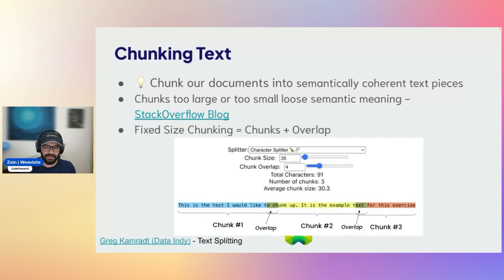Right? So typically what people do is called fixed size chunking. And so this is from Greg at Data Indie, where you can give it your entire document and you can say, I want chunk sizes of 35 characters or 300 characters. And the important thing here is the chunk overlap, right? This is important because you don't want context to be left off right at the ending point or the starting point of the next chunk.